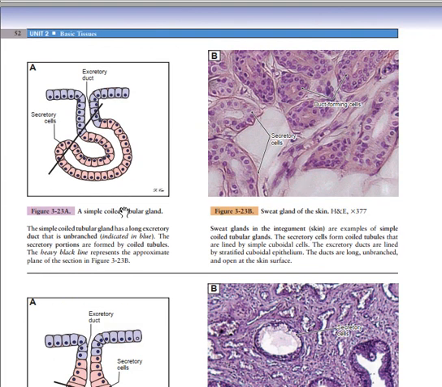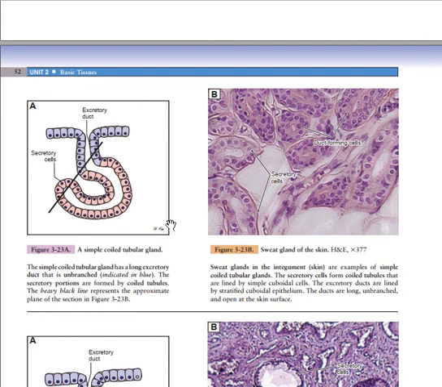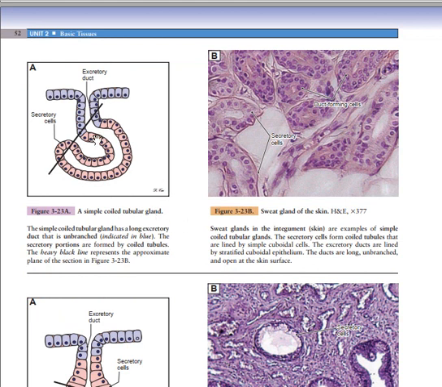Now the next thing is a simple coiled tubular gland. This is a diagrammatic representation of a simple coiled tubular gland, where you have the excretory ducts and you have the tube. You see that the tubular part is going to be slightly coiled as such here. That's why it's said to be a simple coiled tubular gland. Here you have the excretory duct, and the secretory part is in a coiled portion. So this is the diagrammatic representation.